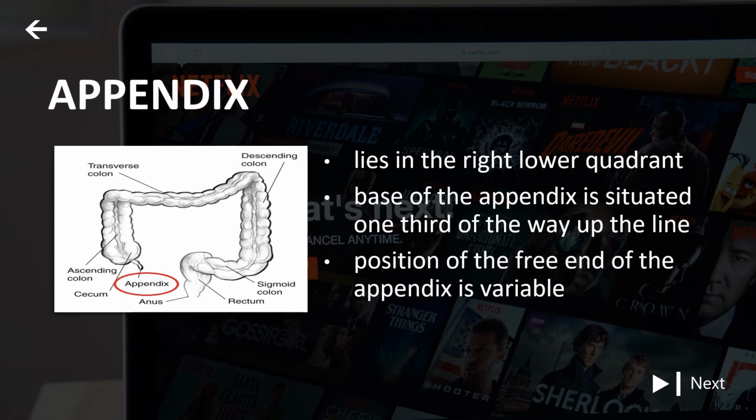Appendix. The appendix lies in the right lower quadrant. The base of the appendix is situated one-third of the way up the line joining the anterior superior iliac spine to the umbilicus, McBurney's point. The position of the free end of the appendix is variable.